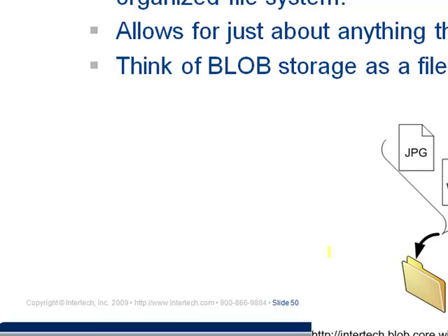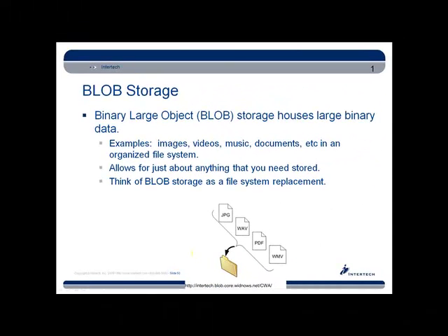Blob Storage is the last of the three types of Azure Storage. Blob Storage houses large binary data. That's really an open-ended way of saying just about any type of information you can put in 1 and 0 format. Typical examples in Blob Storage include things like images and videos, documents, anything you want organized similar to what you'd find inside a file system. In fact, you can kind of think of Blob Storage as a replacement for a file system.